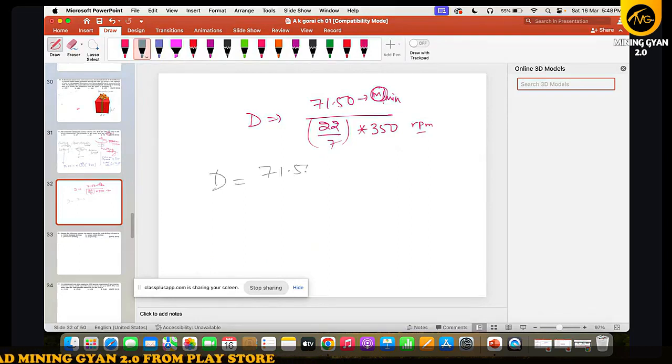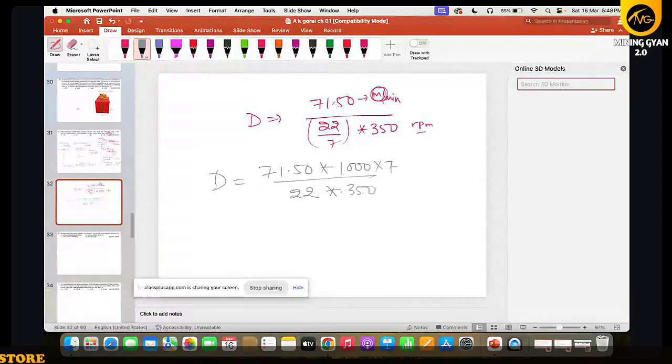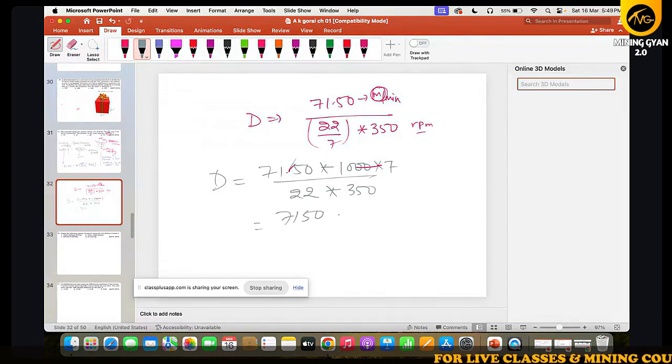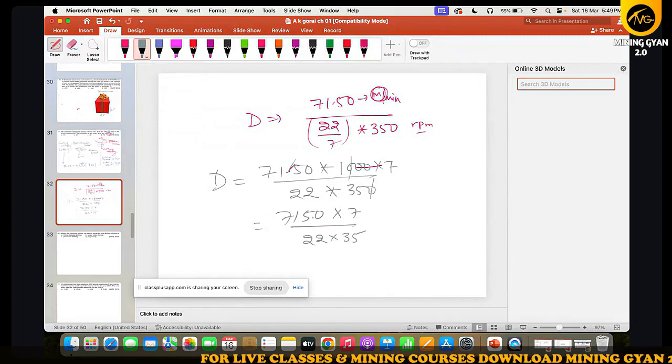71.50 multiplied by 1000, divided by 22 multiplied by 7, 350. So this will cut to 220. Now, I told you, what value will come? 7150 multiplied by 7 divided by 22, 35. Okay. 5.